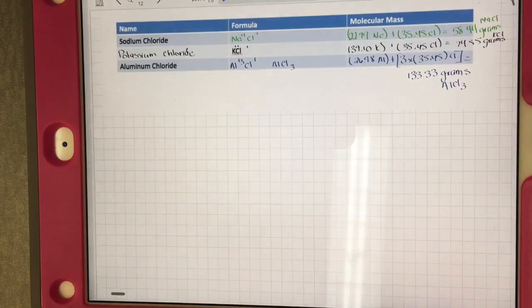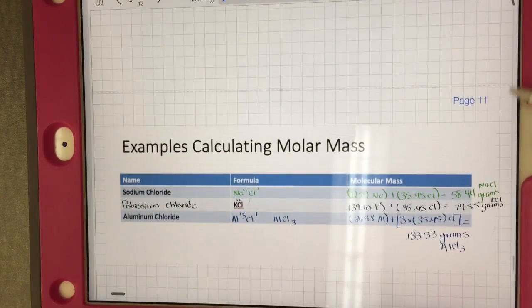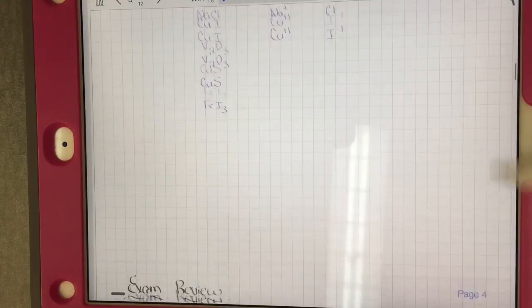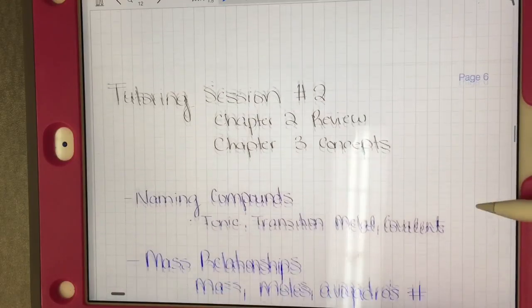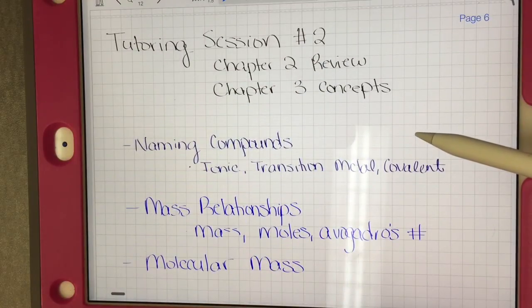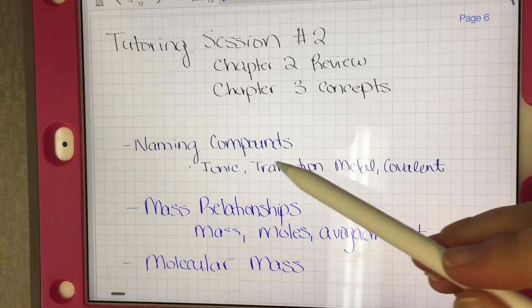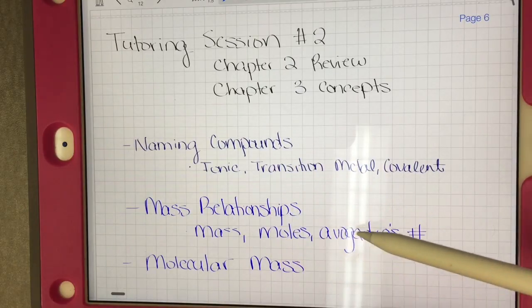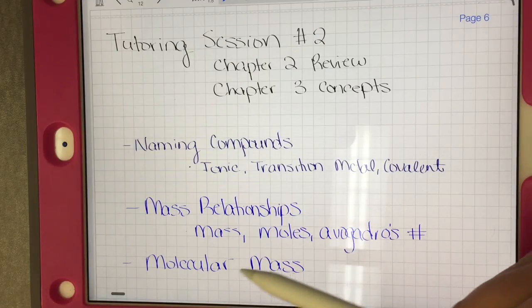And that wraps it up for this video. And so what we went over was naming compounds. We went over chapter 2, ionic, transition metal, and covalent, the relationships between mass, moles, and Avogadro's number, and molecular mass.